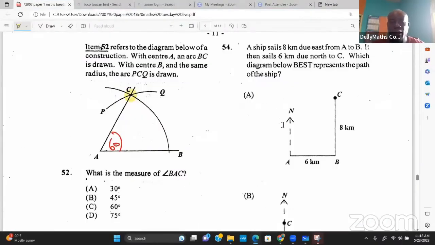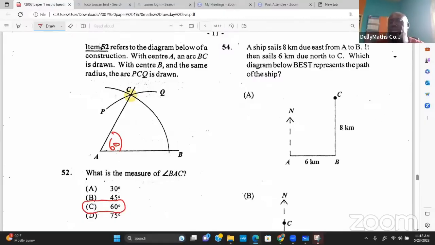Sorry about that. 52 says, what is the measure of angle BAC? Oh, we just did that. My bad. 60 degrees, right? So let's look at 54 on the screen.